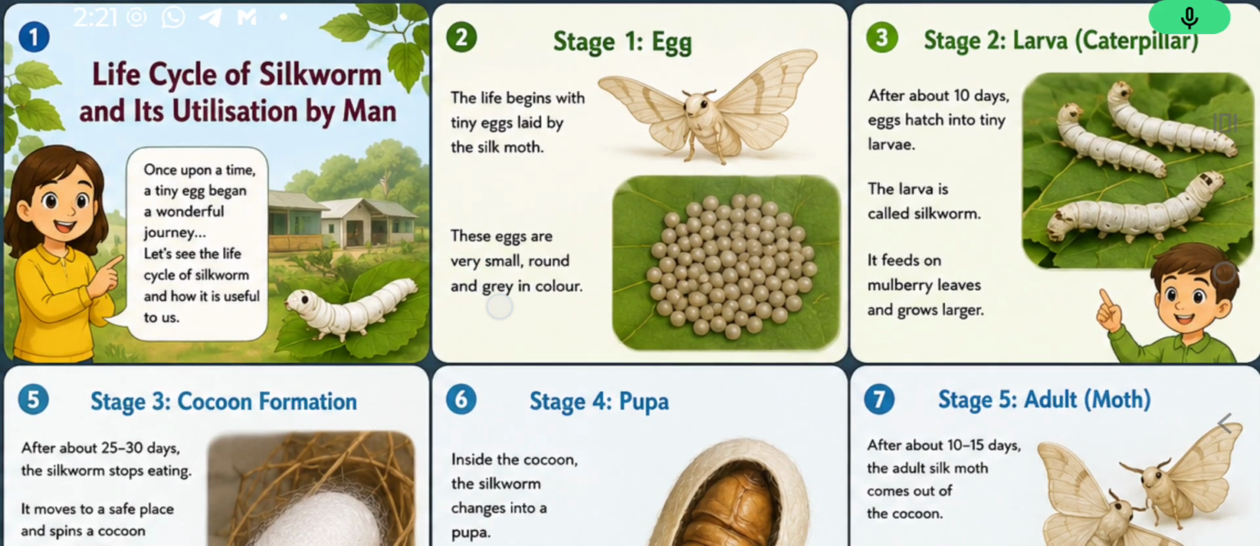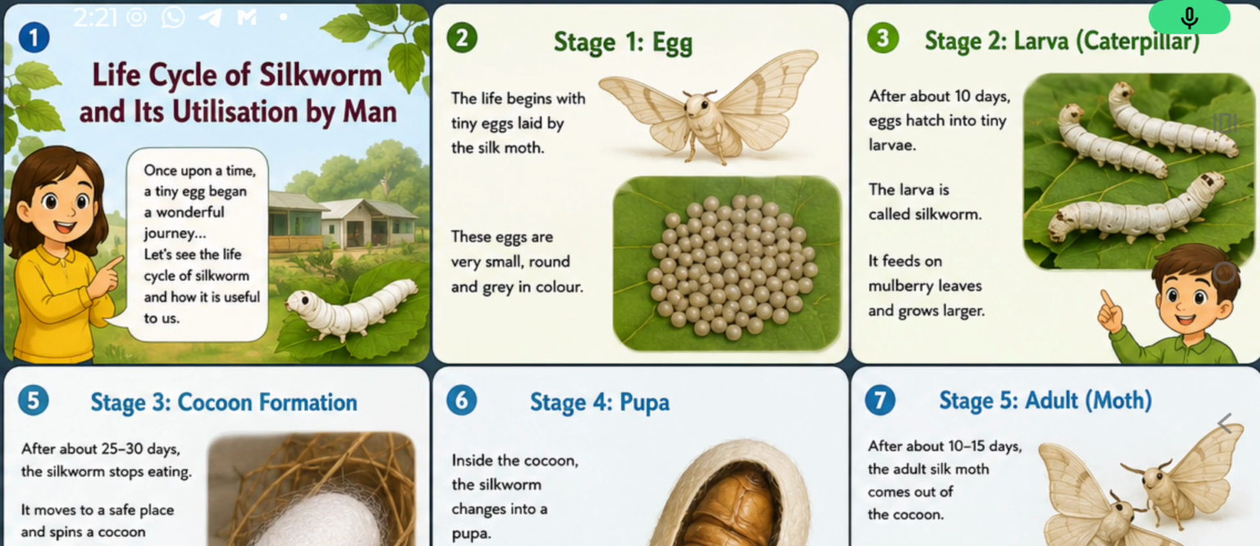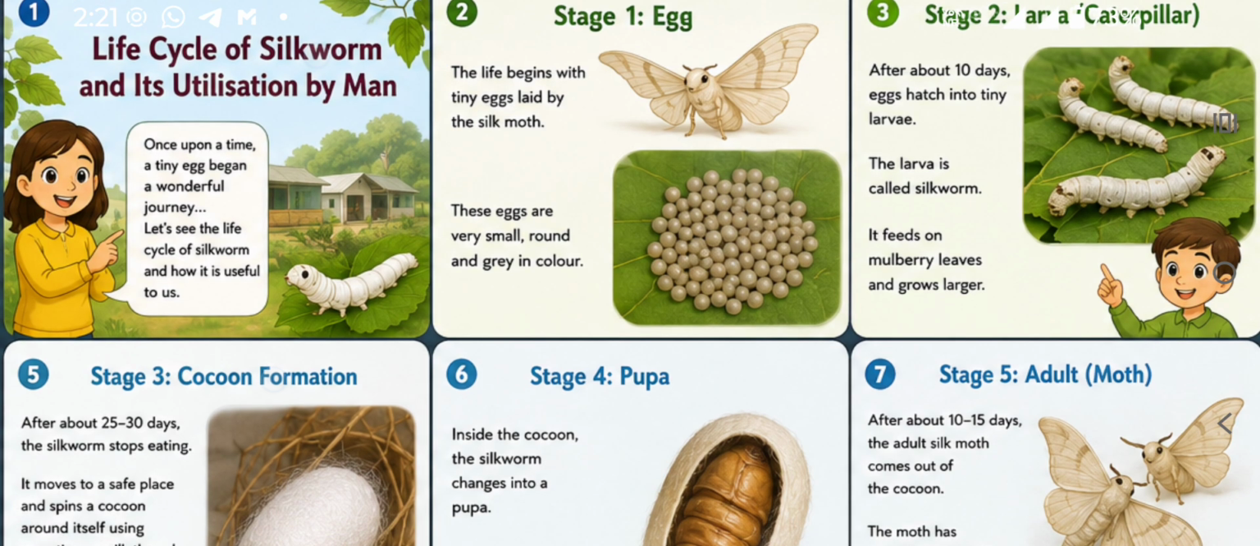So this is the story or life cycle of silkworm. Life cycle of silkworm and its utilization by man. Let's understand the life cycle of silkworm in the form of a story. Once upon a time, a little tiny egg began a wonderful journey. Let's see the life cycle of silkworm and how it is useful to us.